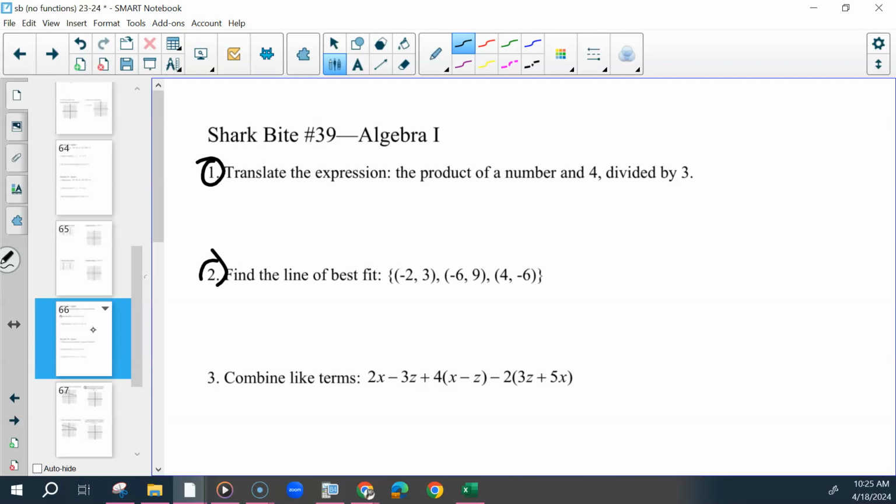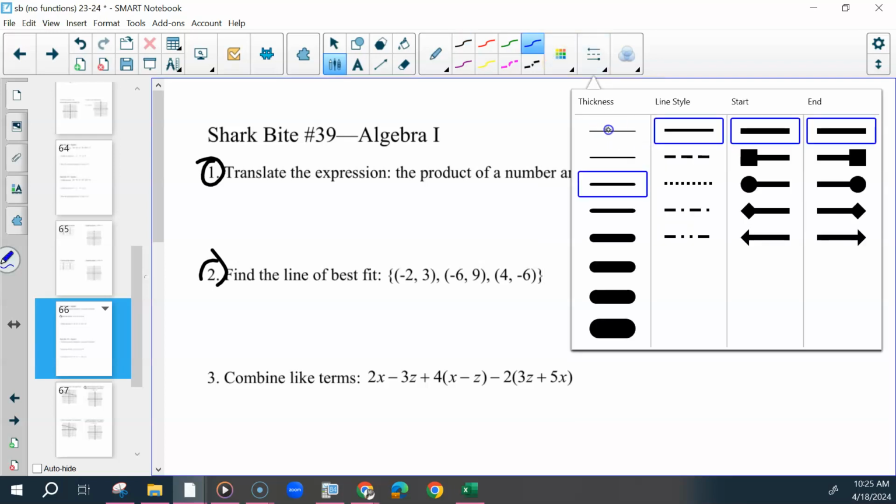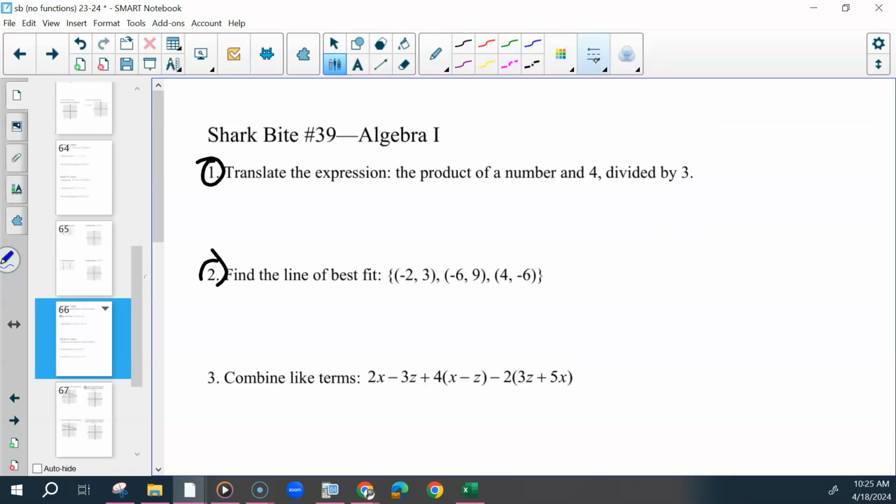And your translating problem can't be done in Desmos, so you have to know how to translate it. So the product of a number and 4, so those two things are being multiplied together, divided by 3. So pick a variable, multiply it by 4, and divide it all by 3. Questions on that one?